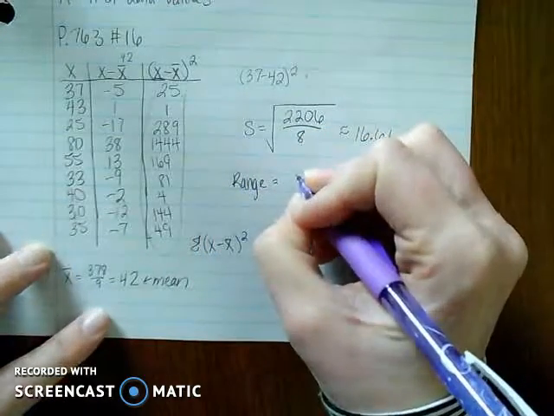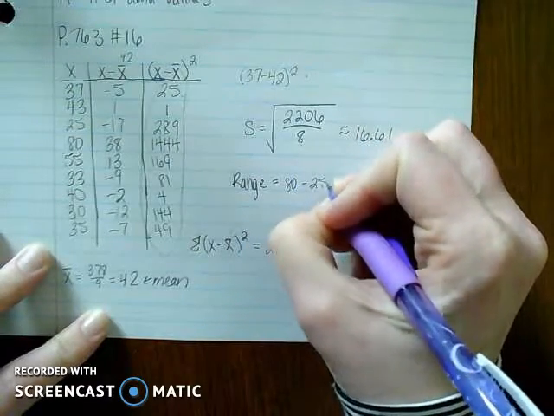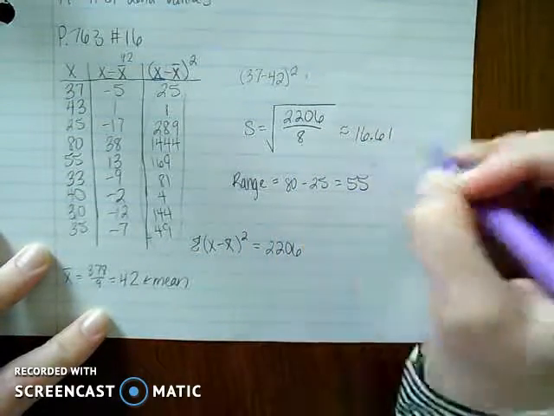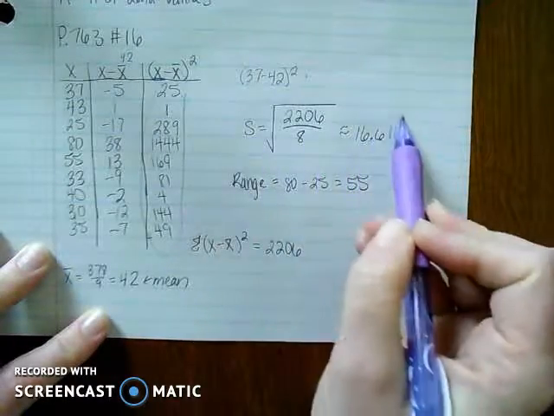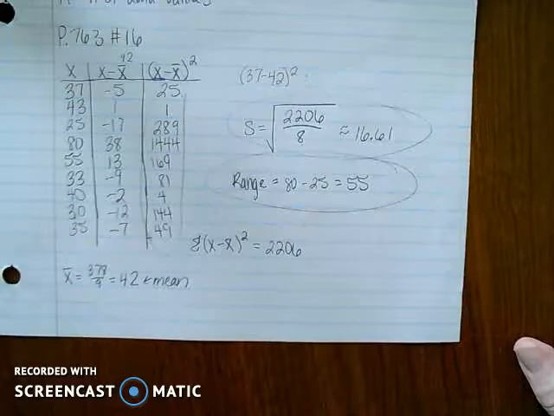All right, the other thing is the range. For the range, you need to take your highest number, which is 80, minus your lowest number, which is 25, and you get 55. Okay, so for 12.4, all you need to know is S, which is your standard deviation, and your range.